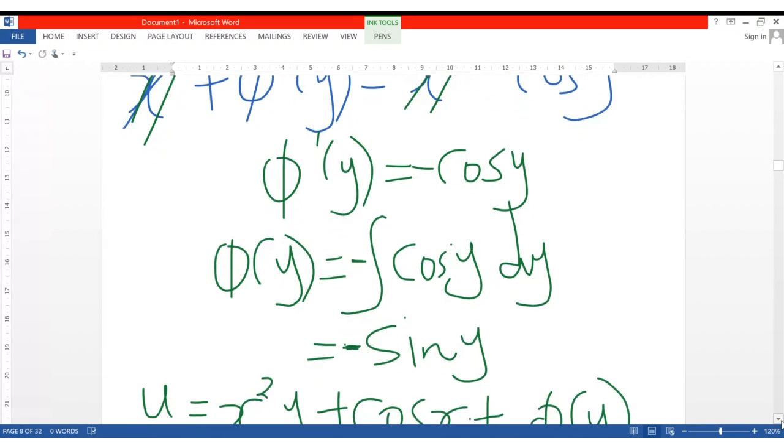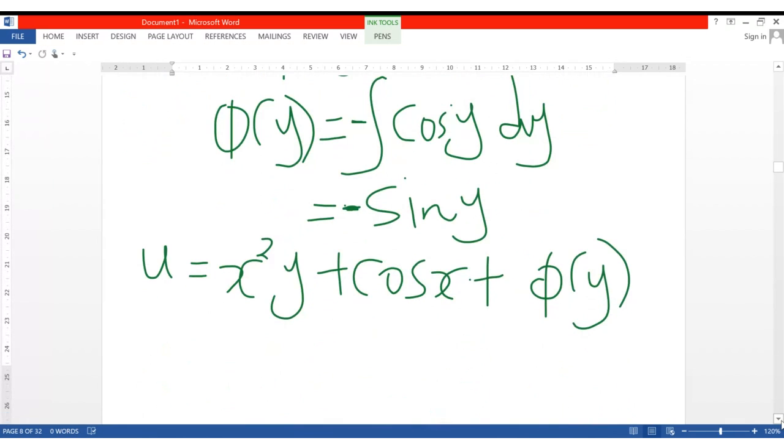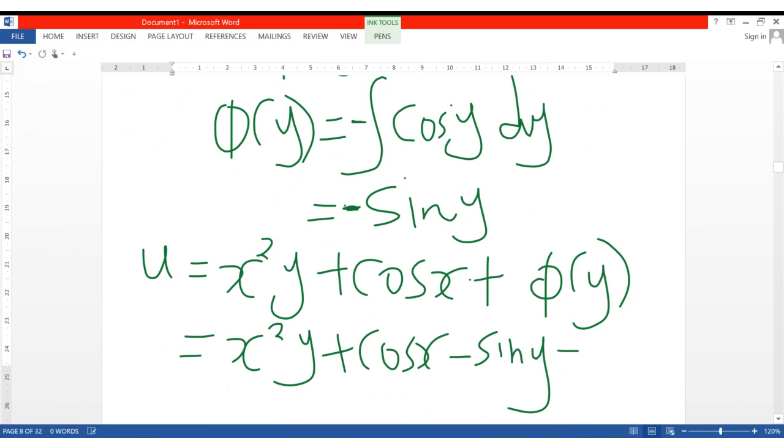So I'll go back to the u and replace back this one now. x squared y plus cos x minus sin y equals c, and I'm done with that one. So I've been able to solve it.